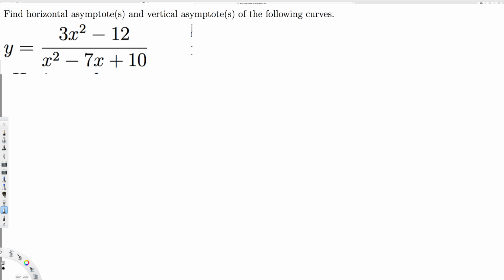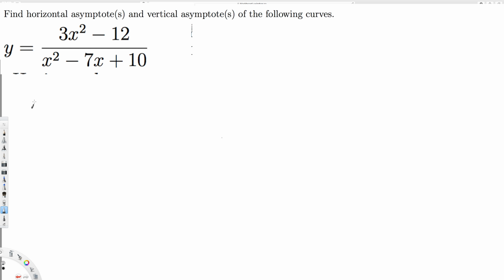It's asking to find the horizontal asymptotes and the vertical asymptotes of the following curves. So we have this question. First of all, we have to know what a horizontal asymptote is. The general definition is: when x approaches infinity, what is the y value? That's the main thing. In order to do that, first of all, I have to do this with limits.